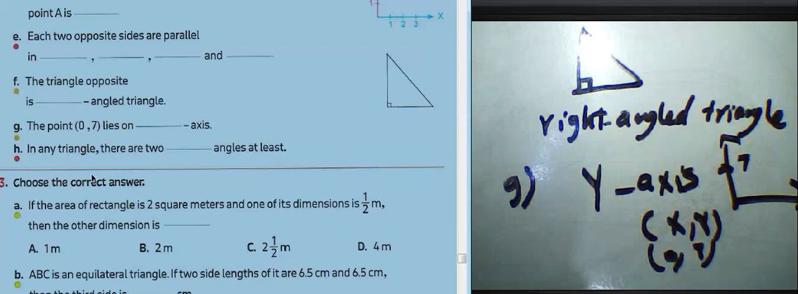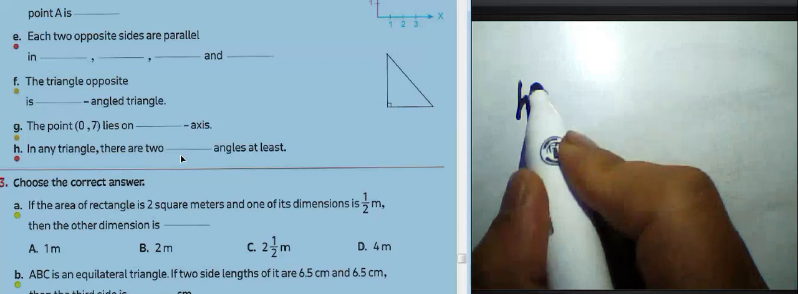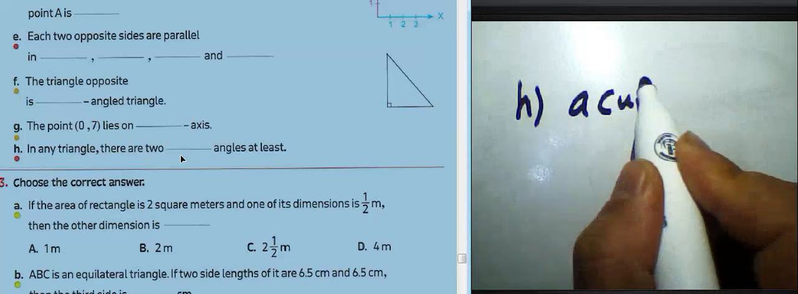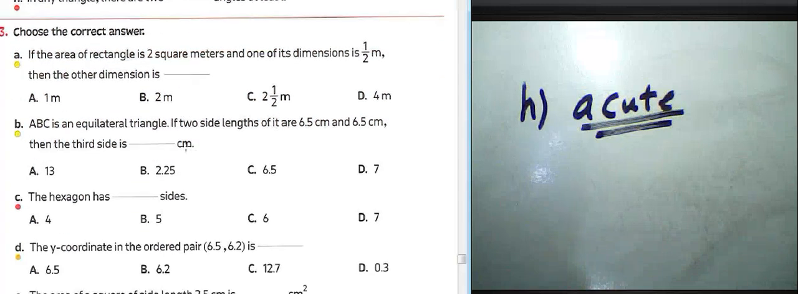Question H. In any triangle, there are at least two acute angles. At least in any triangle, there are two acute angles. Right here, this word is acute. In any triangle, there are at least two acute angles.